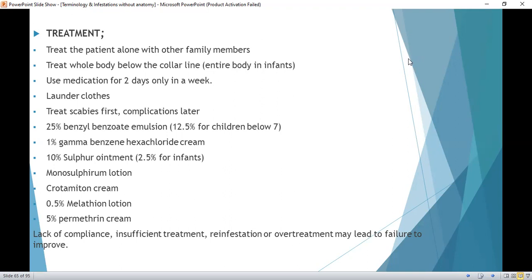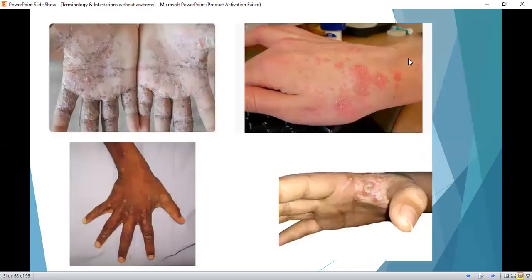Then benzyl benzoate lotion, gamma benzene hexachloride, sulfur ointment is very good but messy. Monosulfiram lotion, crotamiton, anti-pruritic agent, malathion, permethrin. Permethrin is the drug of choice now. Lack of compliance, insufficient treatment, reinfestation, or overtreatment may lead to failure to improve. These are the reasons why a patient says, I'm taking the treatment but it is not responding. These are the pictures you can see: infected scabies, the pustules present, especially in the web spaces.